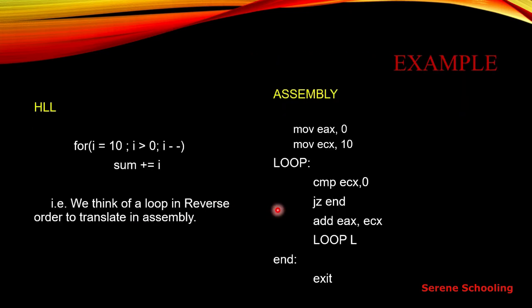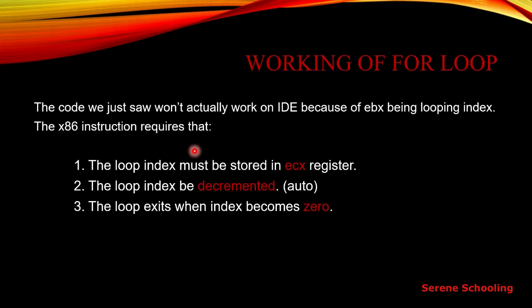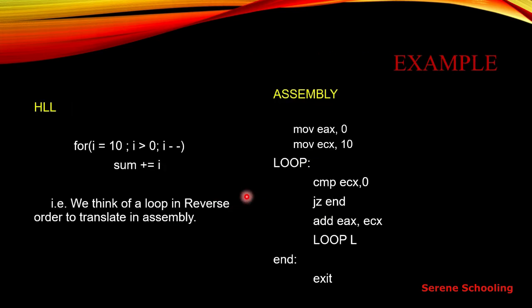Here is an example of this in a high level language. This is the reverse of the previous for loop. Why reverse? Because we have seen that the loop index must be decremented, right? So here I'm writing the high level code also in that way. Although we know that a high level language can work with both forward and reverse loops, assembly will only work in the reverse case.